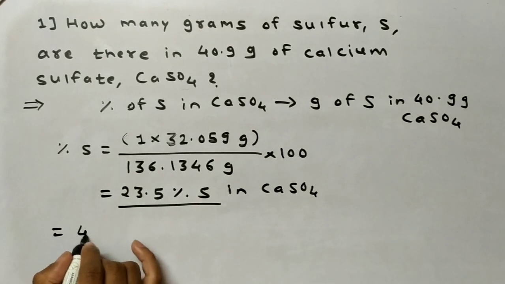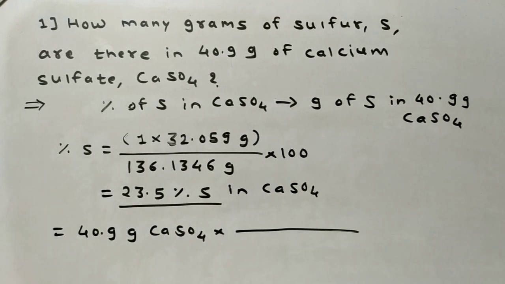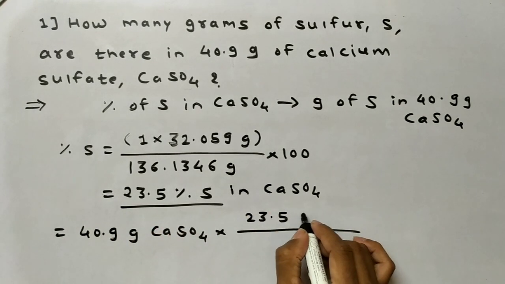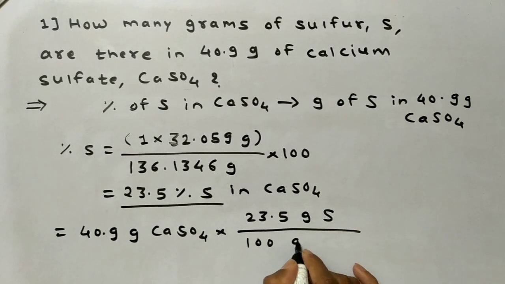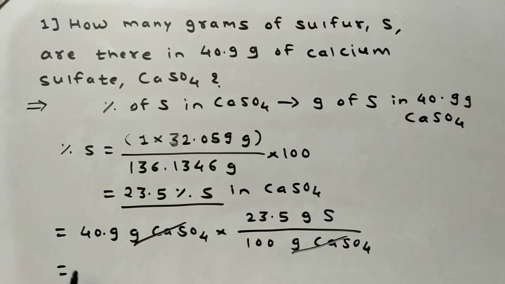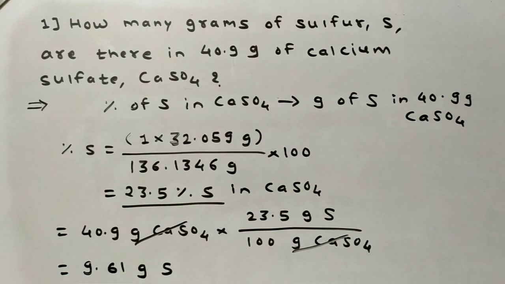Now we'll use this mass, 40.9 grams of calcium sulfate, and we'll use the dimensional analysis method. We have the percentage, so 23.5% of sulfur means 23.5 grams of sulfur in 100 grams of calcium sulfate. So grams of calcium sulfate will get cancelled, and 40.9 multiplied by 23.5 divided by 100 will be 9.61 grams of sulfur. Now if you see, 40.9 has 3 significant figures, so our final answer should have 3 significant figures, and 9.61 also has 3 significant figures, so this is our final answer.